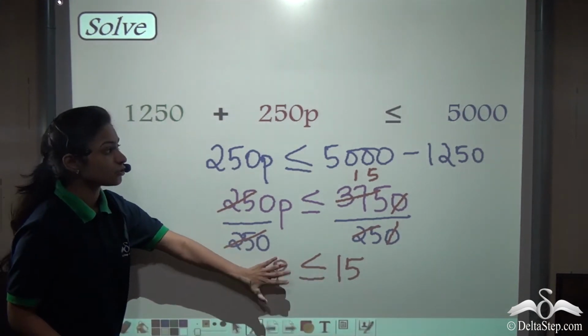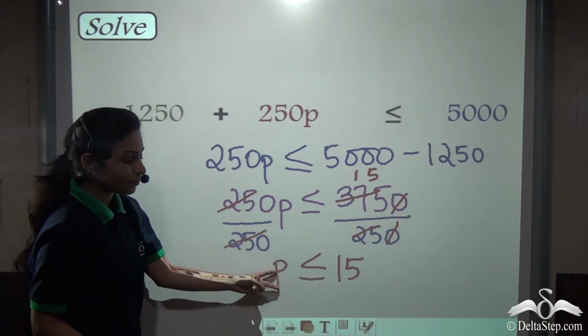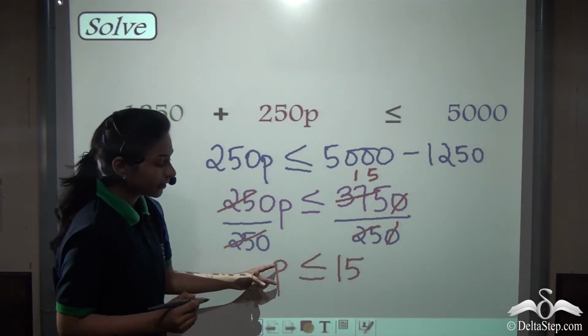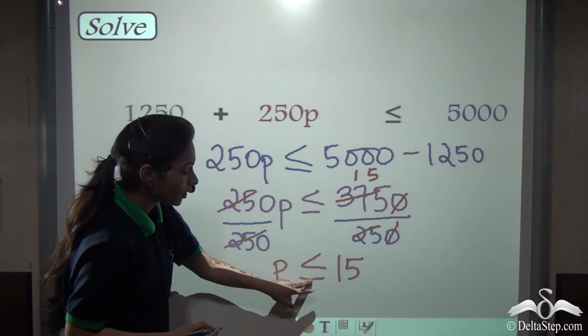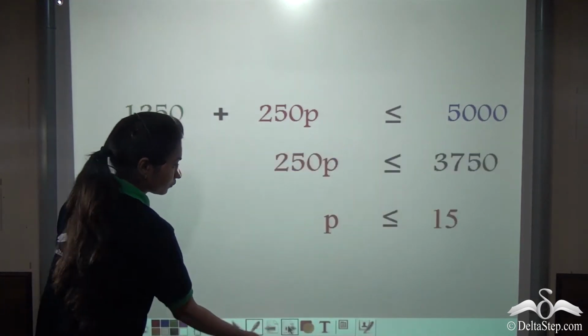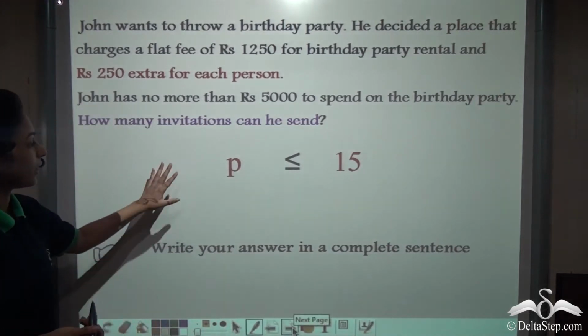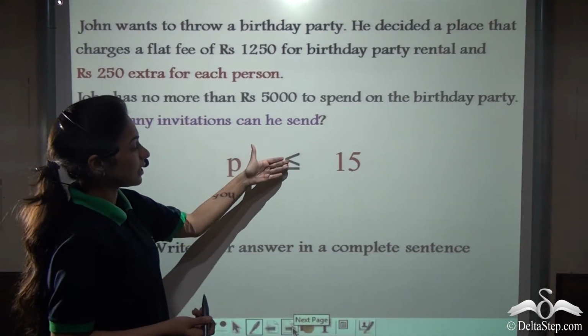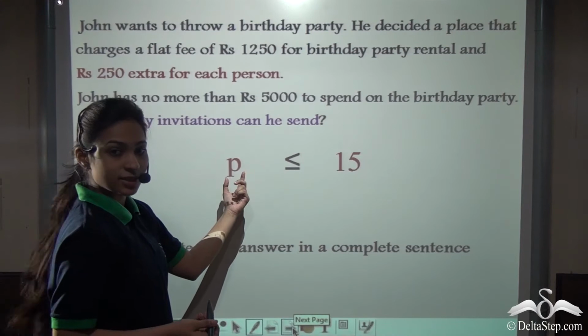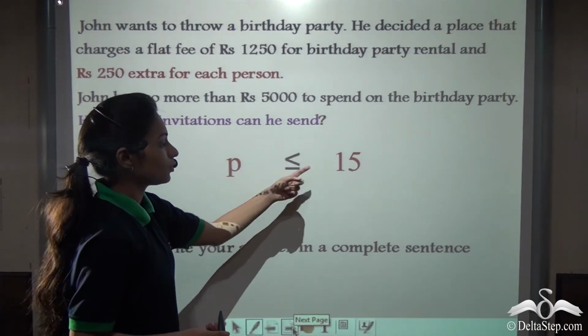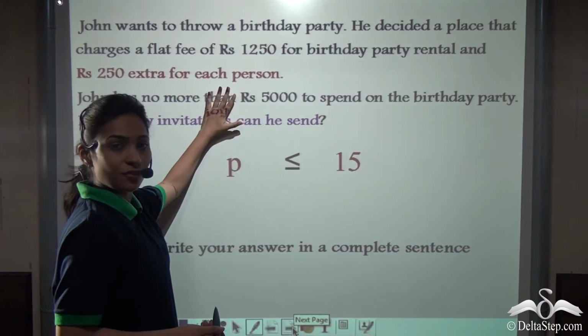So this is the solution for our inequation, where the number of persons he can invite can be less than or equal to 15. So we can say that p is less than or equal to 15, where the number of persons he can invite is less than or equal to 15. So this is our answer.